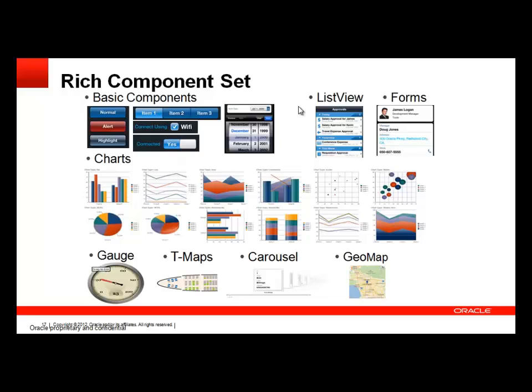As you can see from these screenshots, there are a lot of components that are available to you, from some of the basic components like buttons and checkboxes and radio buttons and selectors and date selectors and all sorts of lists, to advanced collection viewing capabilities such as a list view or an iterator, as well as a carousel, various charts, gauges, maps, thematic maps, and more.